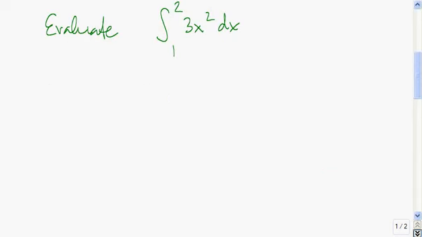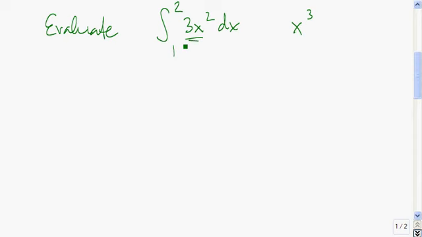Okay, let's do an example here. To apply the Fundamental Theorem of Calculus Part 1 to evaluate this, we need to find an antiderivative of 3x squared. Well, we know that x cubed is the function that we differentiate to get 3x squared. In fact, we have many, many of them, but the Fundamental Theorem of Calculus says we only need one antiderivative. So we're going to use x cubed as our antiderivative of 3x squared.